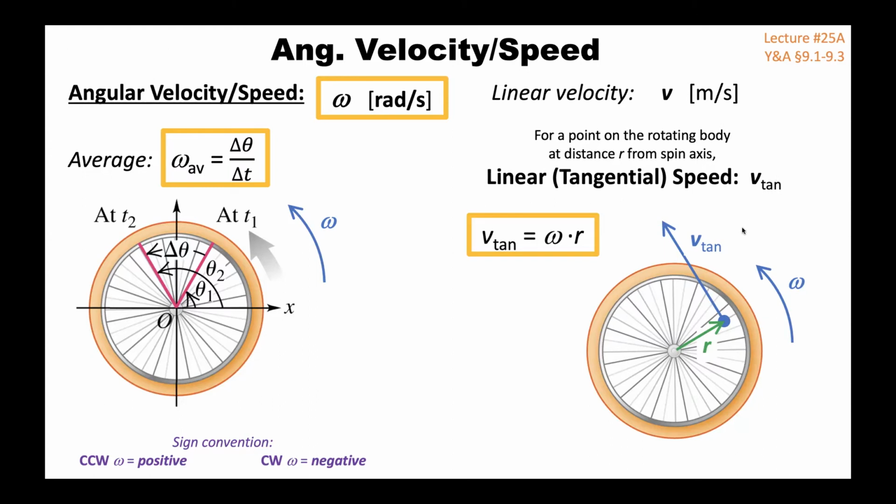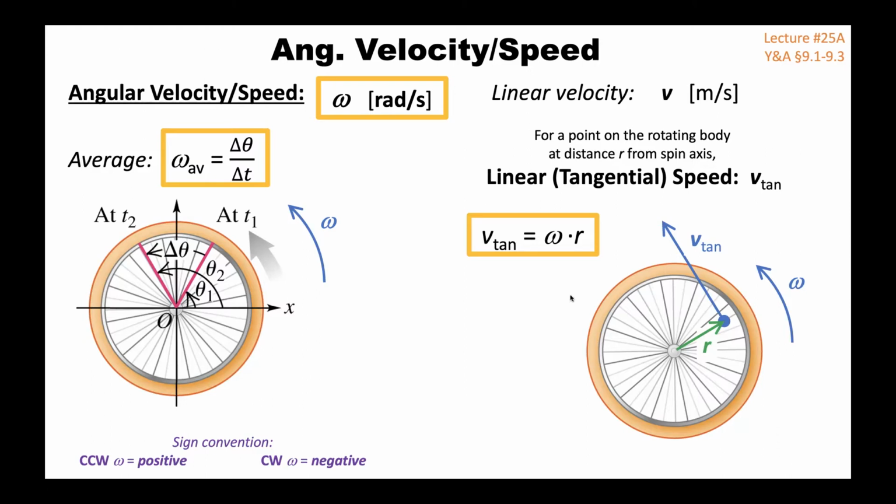You won't see me write it very often unless I need it for emphasis, like here. When you just see a v by itself, assume that means a linear or tangential speed of some point on the rotating body. Okay. All right, so just like in the previous slide, our relationship between the angular quantity and the linear quantity was established by multiplying by r, the radial distance from the rotational axis, the spin axis, to the point that you're interested in. So the same thing is true here, okay?